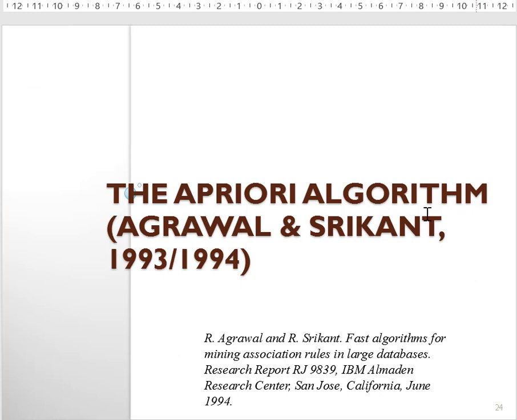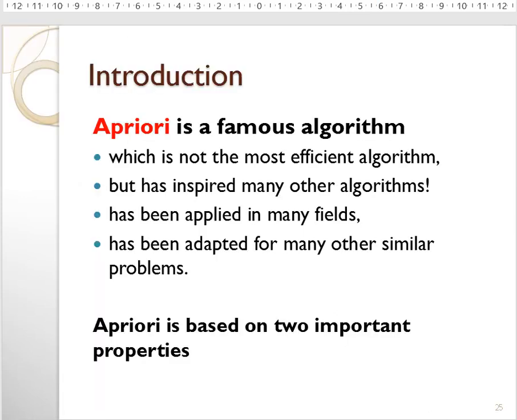Okay, so now I will explain to you the first algorithm for this problem. It is called the Apriori algorithm, proposed in 1993 by Agrawal and Srikant. I hope I pronounced the name properly. Apriori is a famous algorithm. It is not the best algorithm in terms of performance, but it has inspired many other algorithms. It has been applied in many fields and adapted for many other problems. So this algorithm is very, very popular. It has been explained in many, many books and so on.